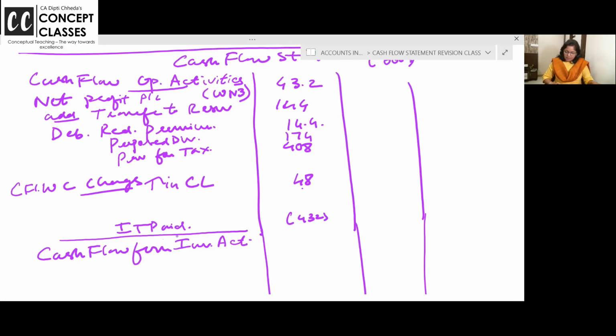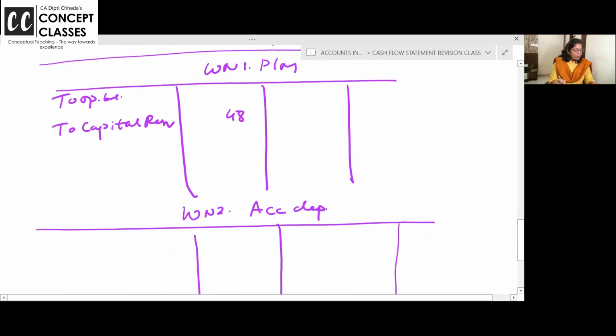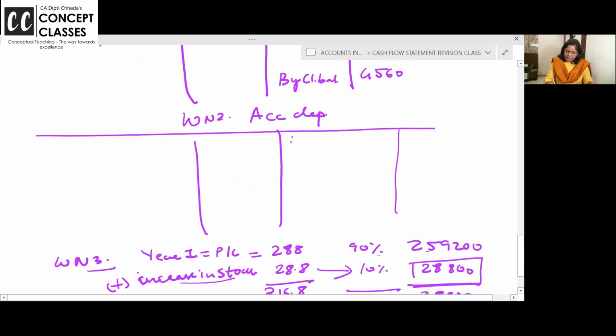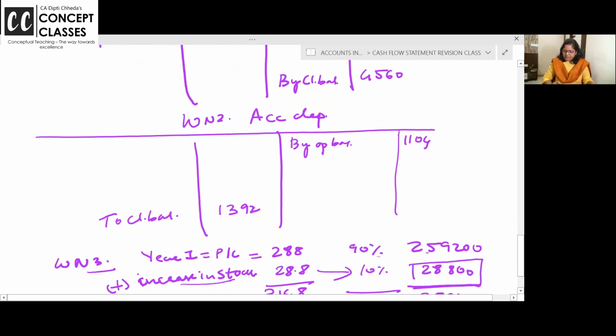All right, come to our working notes. Opening balance of fixed assets or plant and machinery, whatever call I've written plant and machinery, it's fixed assets. 3840, right? What is the closing balance? Closing balance is 4560. Accumulated depreciation. What is the opening balance? Accumulated depreciation is always having balance on the liability side, 1104. Closing balance 1392.